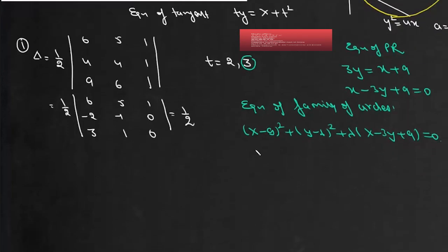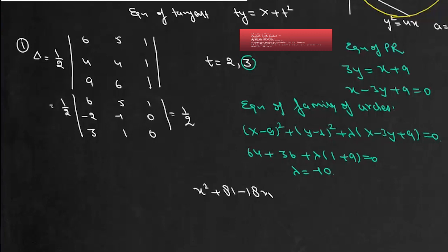If we put x as 1, we'll get minus 8 square, 64, and y is 0, so it'll be 6 square, 36, plus lambda times (1 plus 9) equals 0. Now this is 100 plus 10 lambda, so the value of lambda is minus 10. So we can write the equation of this circle as x square plus 81 minus 18x, y square plus 36 minus 12y, minus 10x plus 30y minus 90 equals 0.